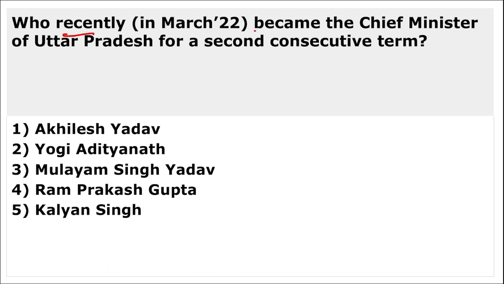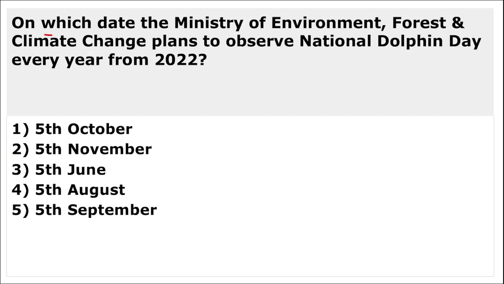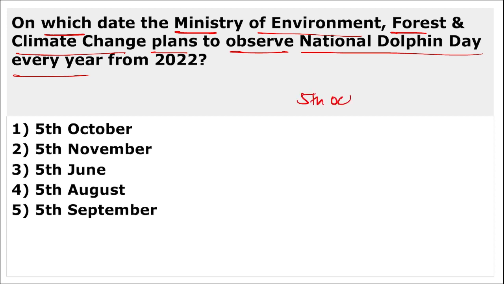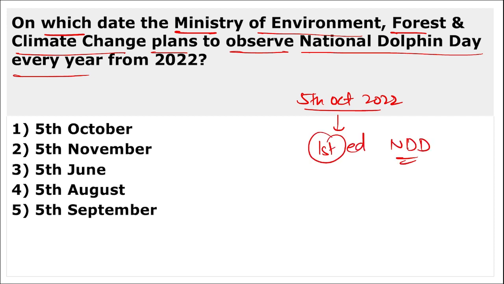Next question. Who recently became the Chief Minister of UP for a second consecutive term? We did this question. He is Yogi Adityanath. Next question. On which date the Ministry of Environment, Forest and Climate Change plans to observe National Dolphin Day every year from 2022? Remember, from 5th of October 2022. This will be the first edition of the National Dolphin Day that will be observed every year from now on, from 5th of October 2022. So the correct option becomes 5th of October. Next.